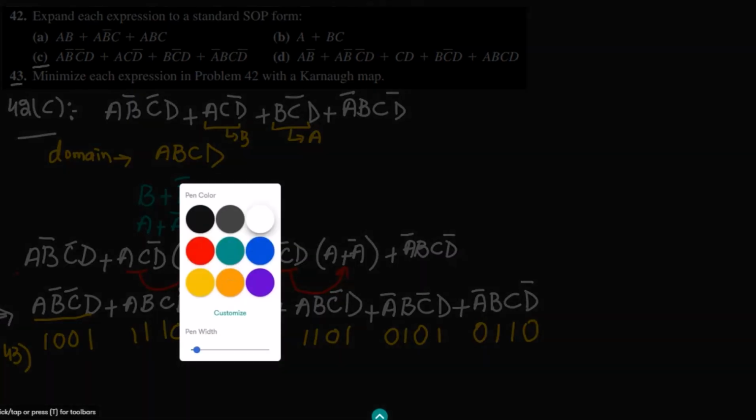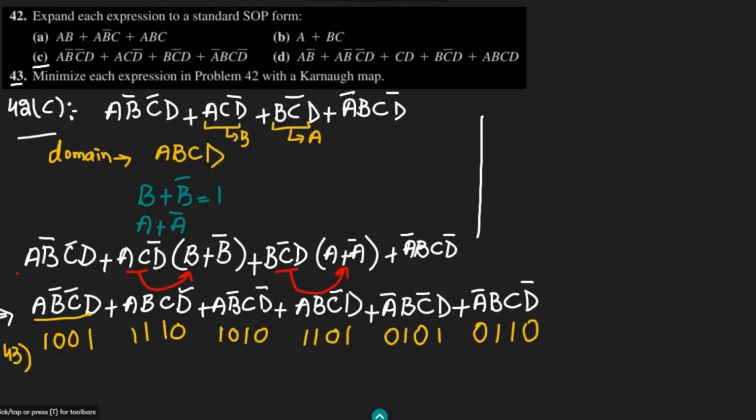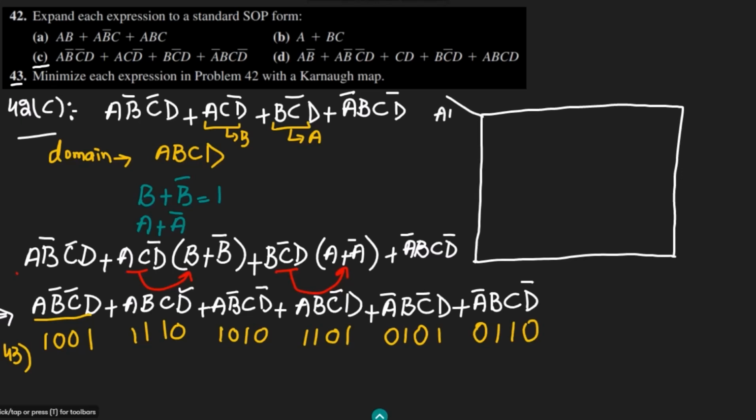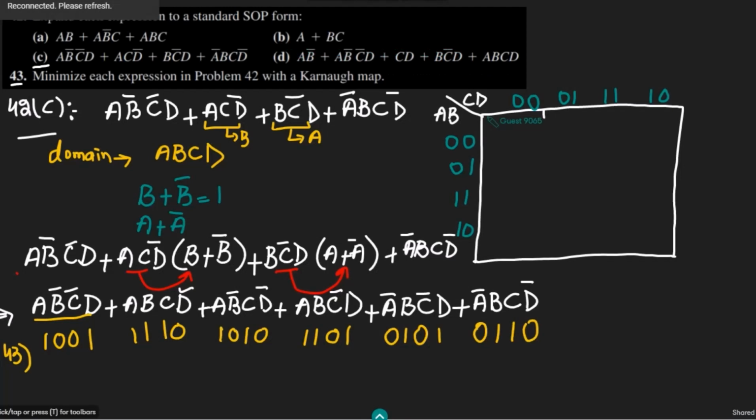So now let me draw the Karnaugh map here. As we have 4 variables, here I will have AB and here I will have CD. Writing the combinations here I will have 00, 01, 11 and 10, and here also 00, 01, 11 and 10. Okay, so now completing these cells.